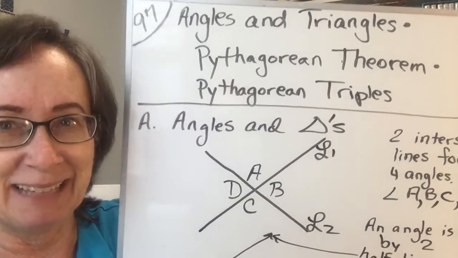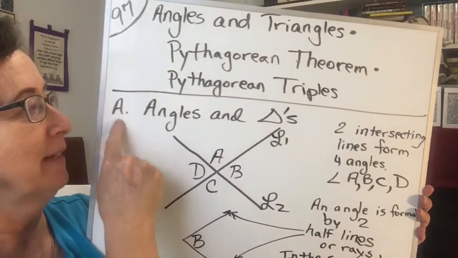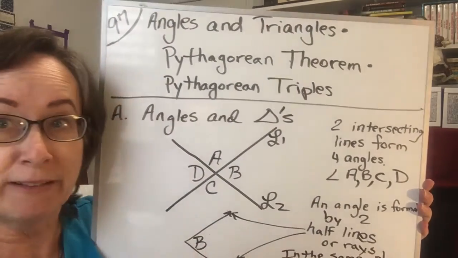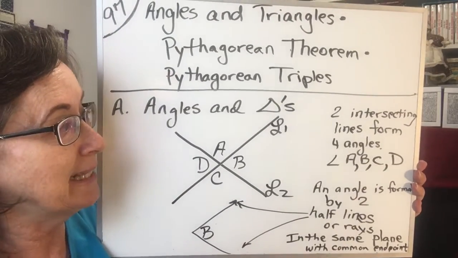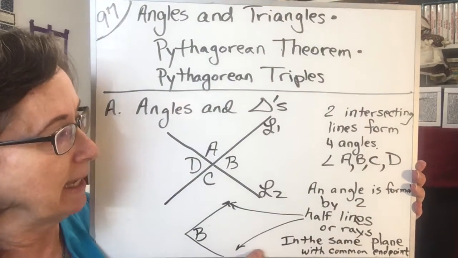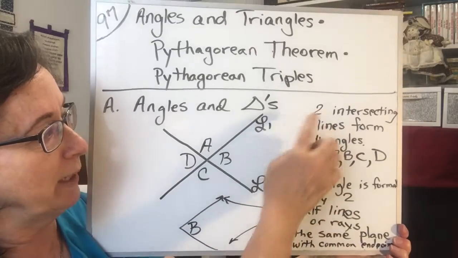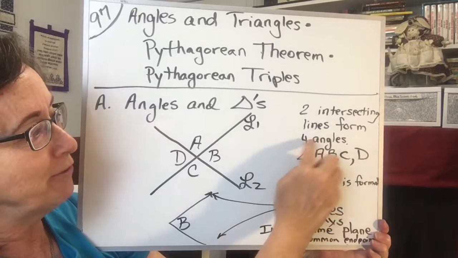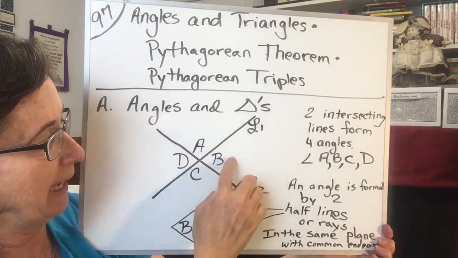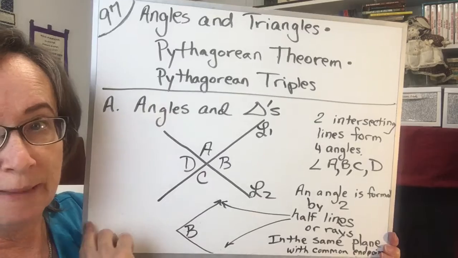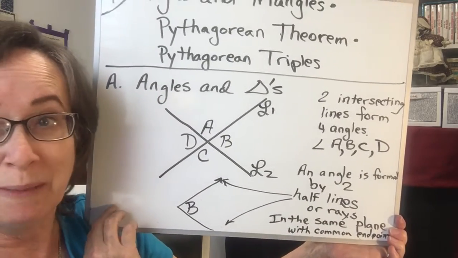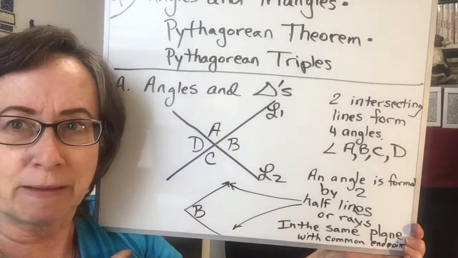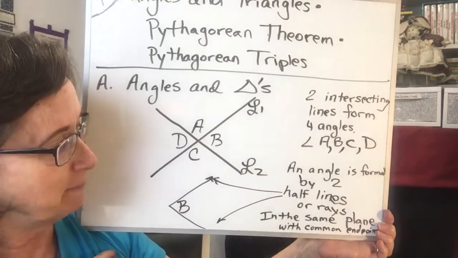So, sorry about that. Here we have Part A, which is talking about angles and triangles. Now, the first thing they're starting out to do here is define what an angle is. So here we have two intersecting lines, L1 and L2, form four angles. So you can see angle A, angle B, angle C, and angle D. Okay, so that's pretty much two intersecting lines form four angles. Just about everybody agrees on that in the mathematical world.